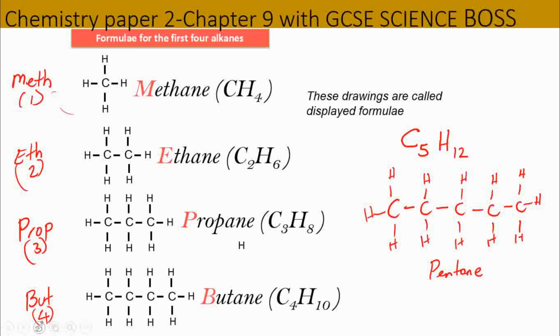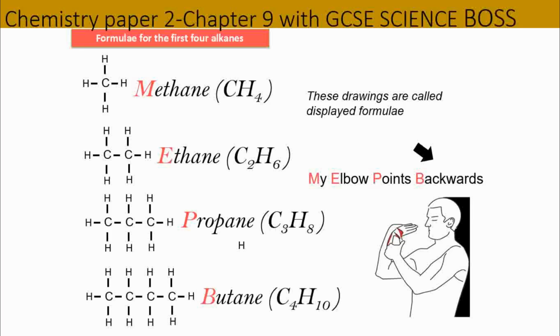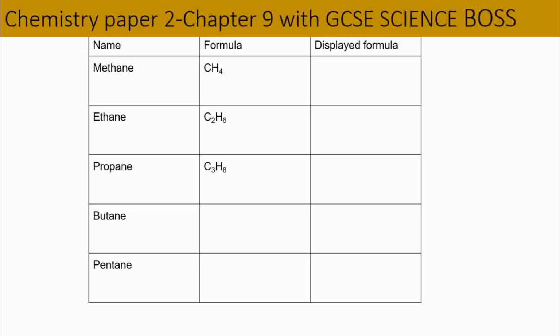All right, now you have different mnemonics that you could use to remember them. And this one is: my elbow points backwards. Okay, methane, ethane, propane, butane. Okay, good. Now here is a general table that you could use to fill this up. So butane is going to be C4H10, and then this is going to be C5H12.